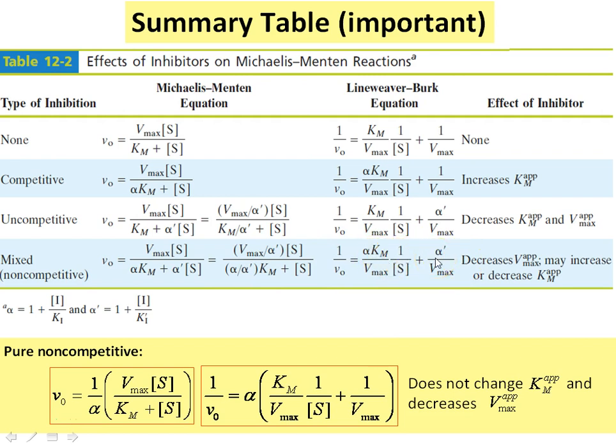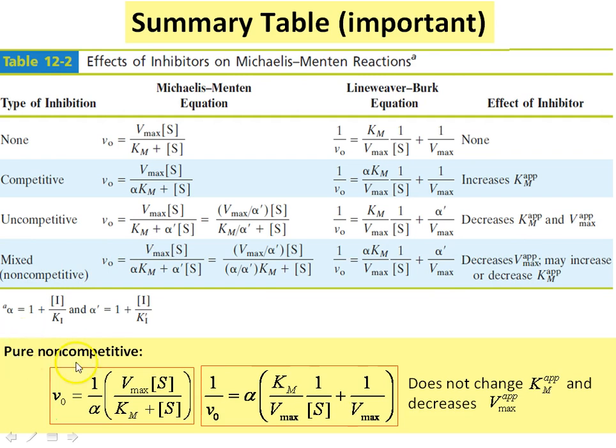The net effect, the diagnostic of a mixed non-competitive type of inhibition, is that the inhibitor decreases the apparent maximum velocity, but in its effect on the apparent Michaelis constant it is either or. It can increase or decrease depending on whether Ki is bigger or smaller than Ki prime. So that's the mixed non-competitive.